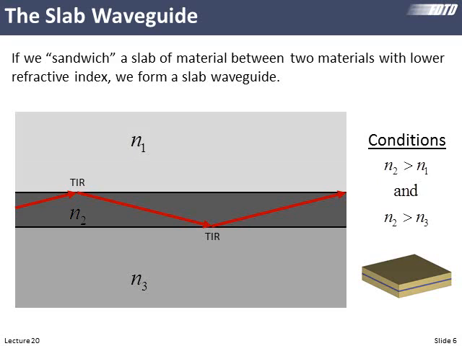So this is called a slab waveguide. We're only confining energy here vertically. Within the plane of the slab, the power can go whatever direction it wants to. When we confine it in two directions and we have more like a pipe, that is a channel waveguide.